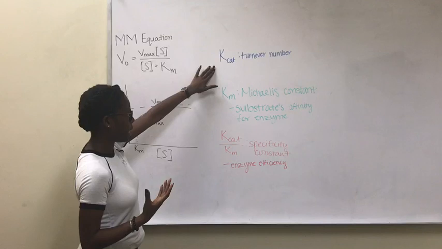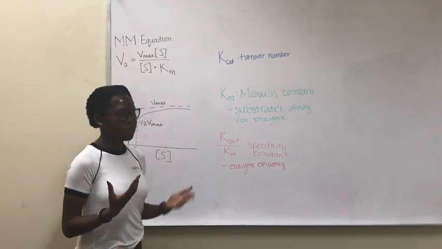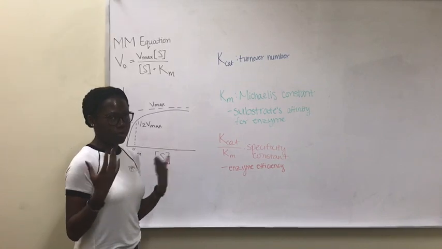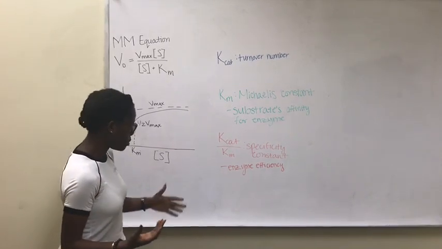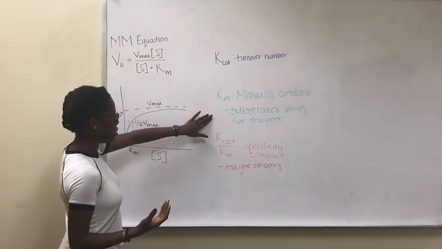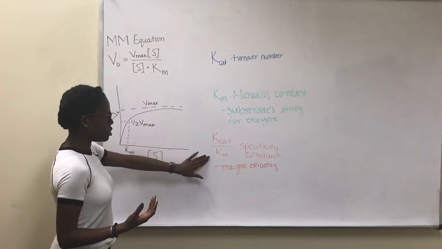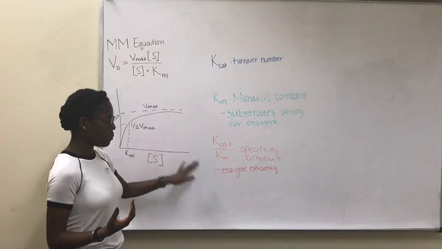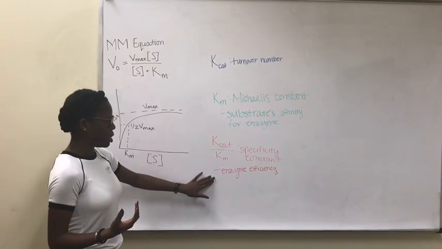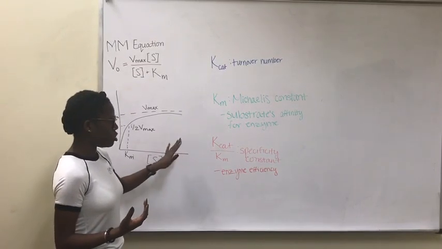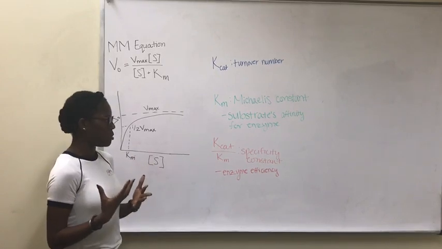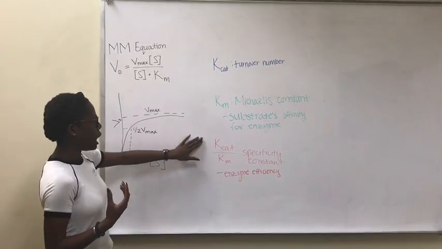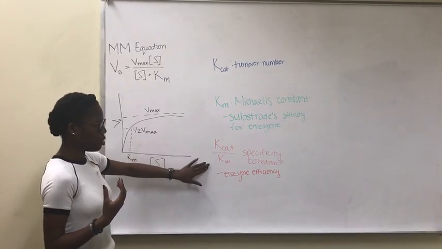You also have Kcat, which is known as the turnover number, and that's the number of substrate molecules that the enzyme can convert to product per second. So if you take Kcat and you take Km, you can put that into one value known as the specificity constant, which is Kcat over Km, and that is used to measure enzyme efficiency. So to get a good enzyme efficiency, to get a good specificity constant for a good enzyme, you want a high Kcat and a low Km.